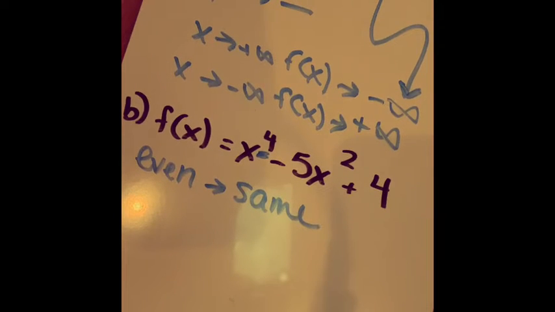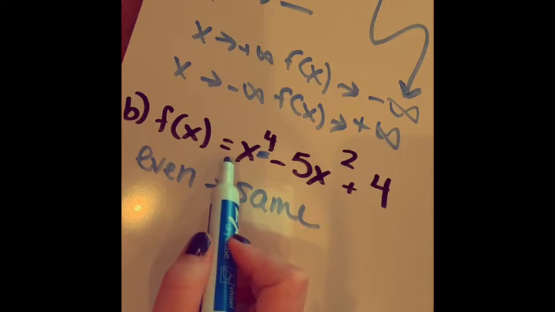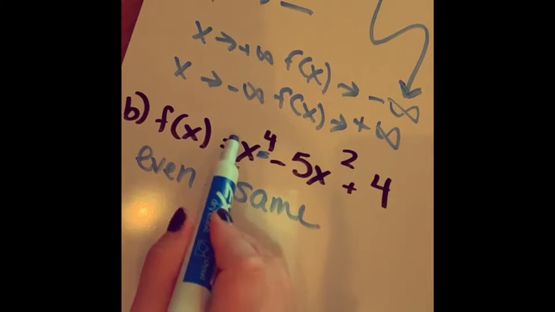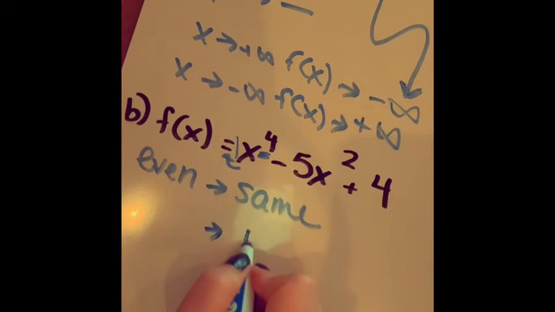We'll have to figure out where is it starting and where is it ending. So I look at the coefficient. The coefficient here is just a 1. It's a positive number, which means it's ending positive.